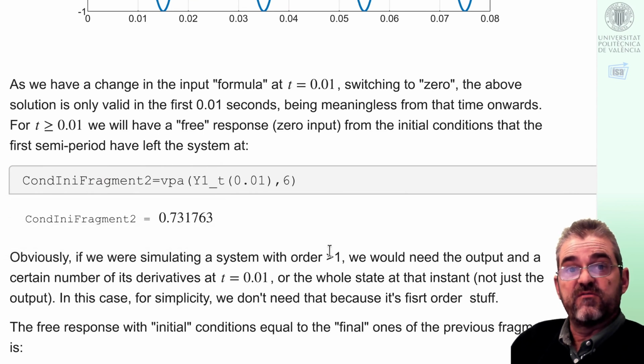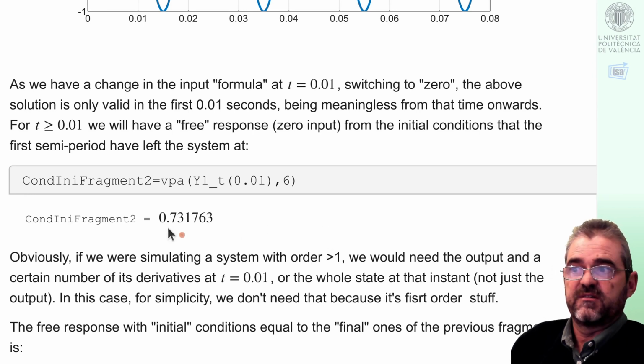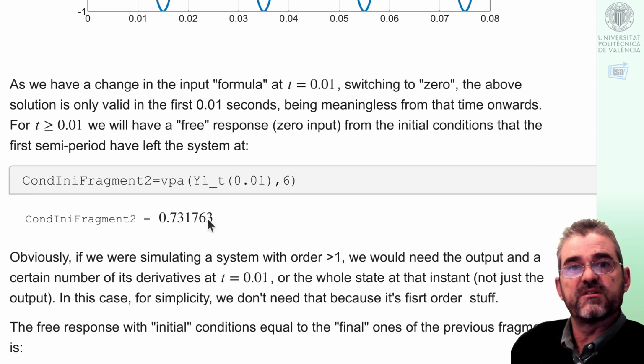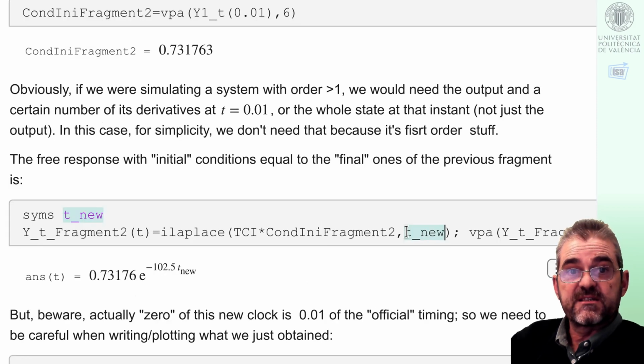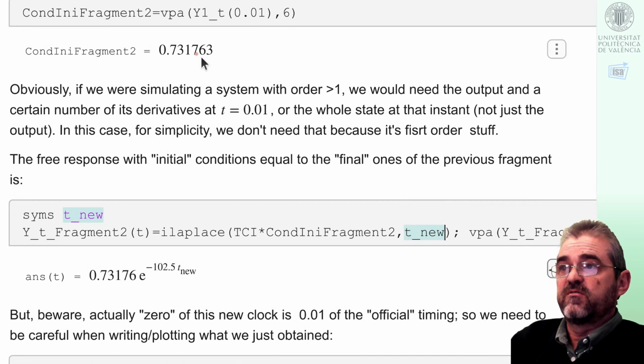Of course, if we had a circuit with, let's say, a higher order, 2 or 3 capacitors or whatever, then initial conditions would be a vector of charges or some variable and its derivatives, etc. But we'll just keep it simple for the moment. So with this first order system, we have just one initial condition, which is the capacitor charge of 0.73. So what is the time response from these initial conditions?